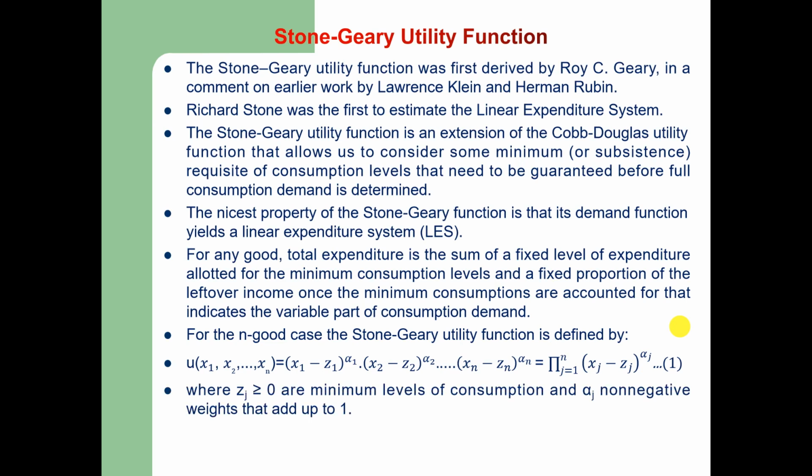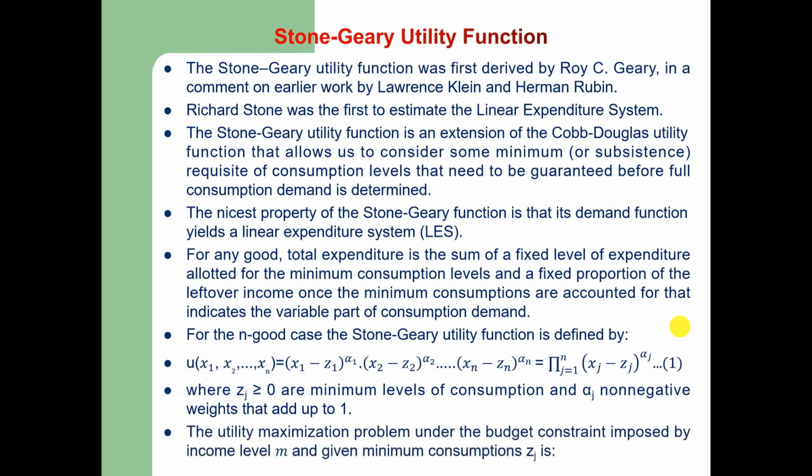And here z is a non-negative number, that is greater than or equal to 0, and these are the minimum levels of consumption, and alpha j are non-negative weights that add up to 1.